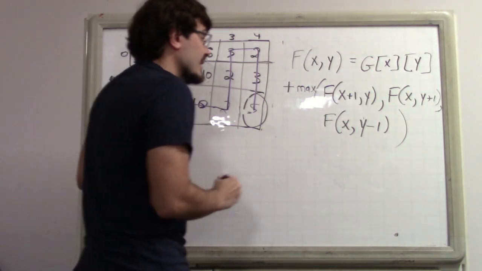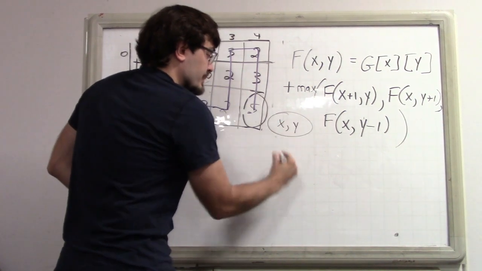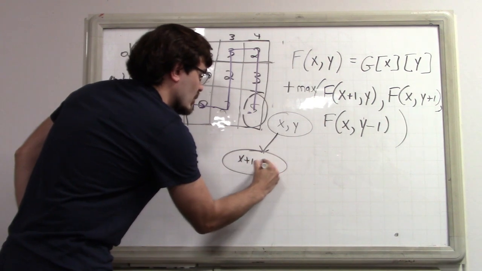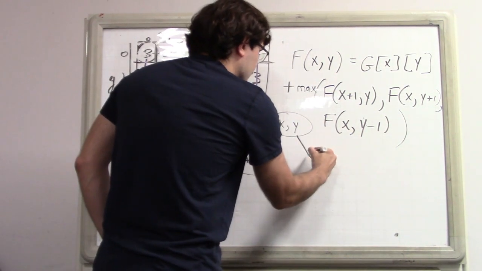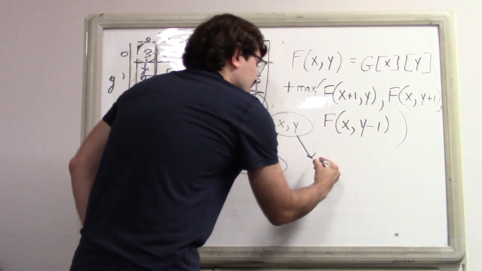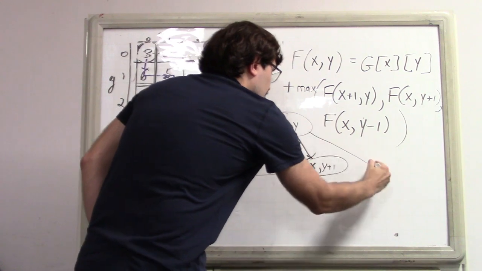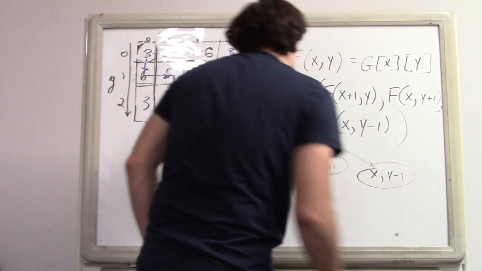Because remember, what will happen in the evaluation of this formula? Let's look at the recursion tree. XY gets expanded to x plus 1, y. It gets expanded to some other things, but I'm not going to focus on that right now. You get x, y plus 1, and, okay, I guess I'll draw it out. X, y minus 1. Okay.